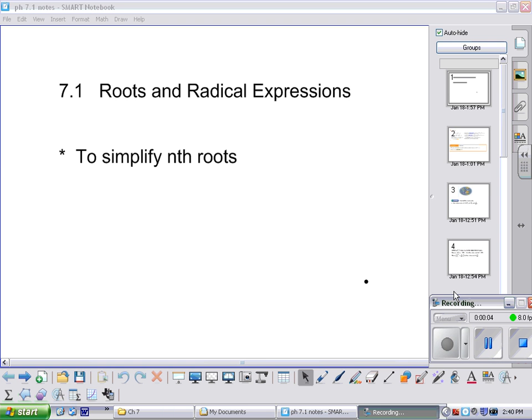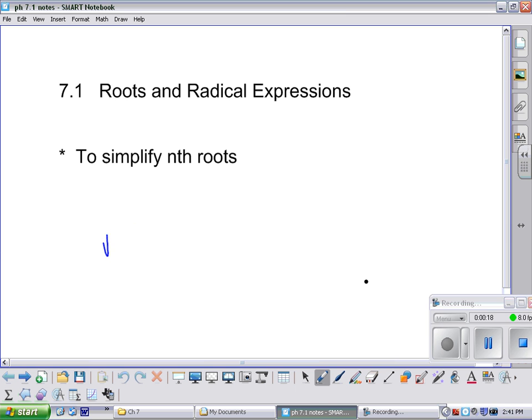Okay, today we're going to be talking about roots and radical expressions. Basically, we're going to simplify roots where we're going beyond square roots. So what do we already know? For example, you already know if I say the square root of 16, the answer is 4. But today we're going to go beyond that.